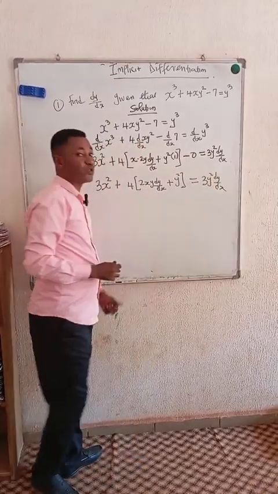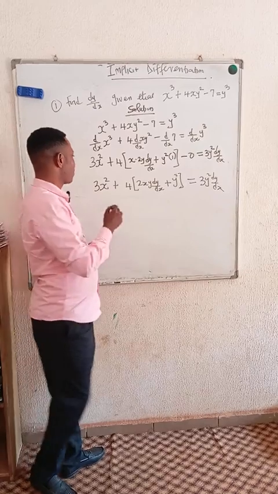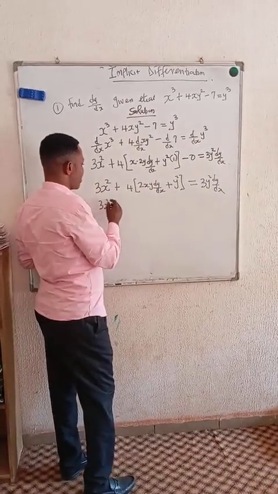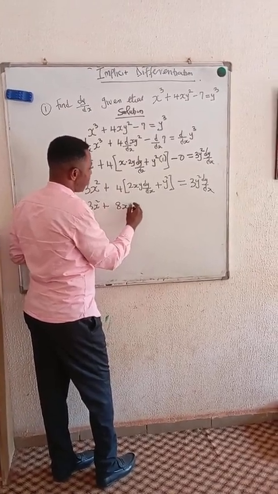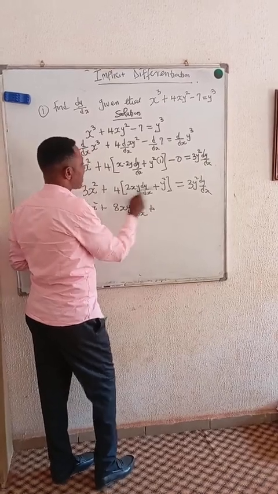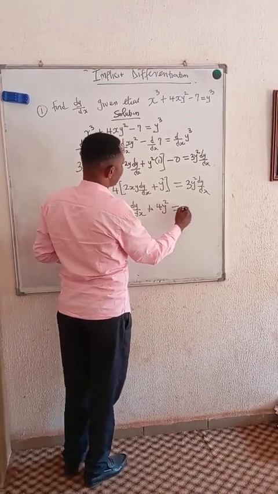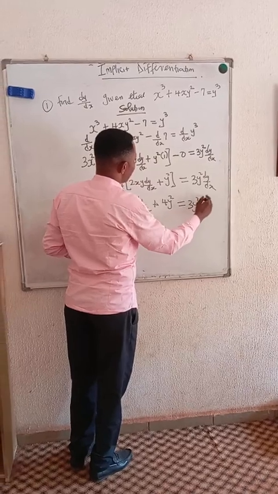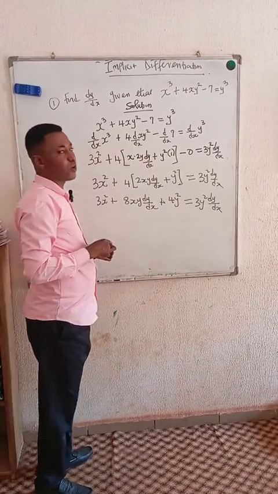Now, what are we going to be doing? To open the square bracket: 3x squared plus 4 times this, we have 8xy dy/dx plus 4 times y squared, we have 4y squared, then equal to 3y squared dy/dx.